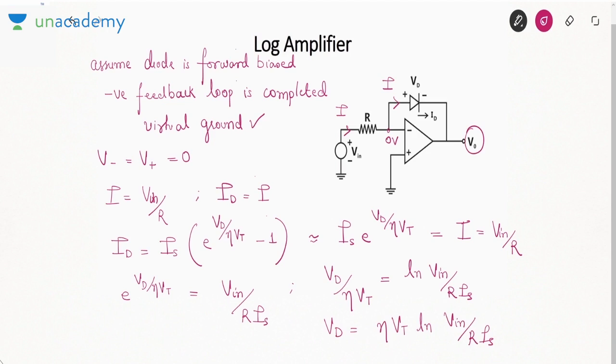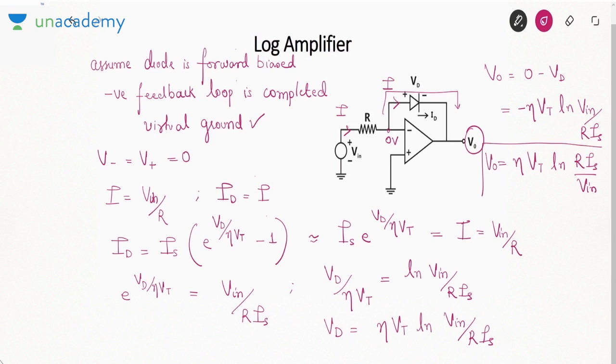Now what about V0? If you apply KVL, you will write V0 is 0 minus Vd, or minus Vd, which is minus eta Vt log Vin over R Is. The minus sign can be taken inside the log and you can take the reciprocal. That means V0 depends on the log of the input voltage, and hence it is called the log amplifier.